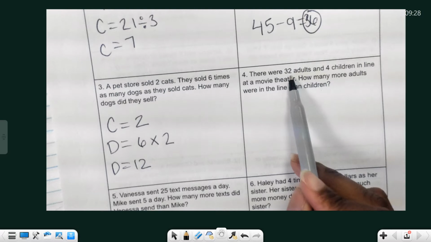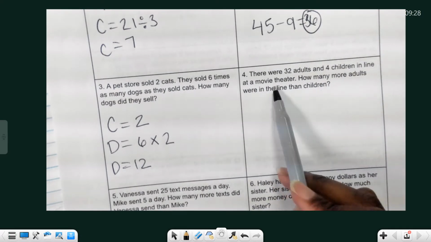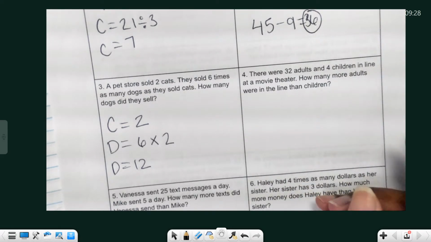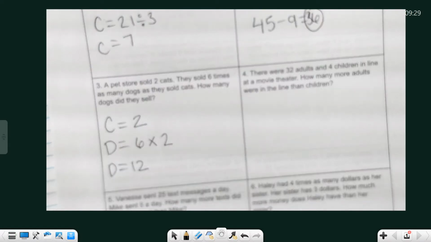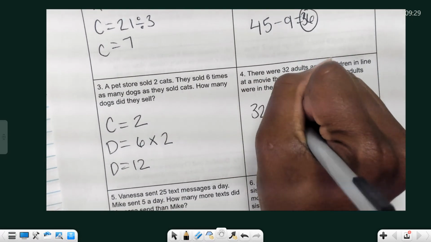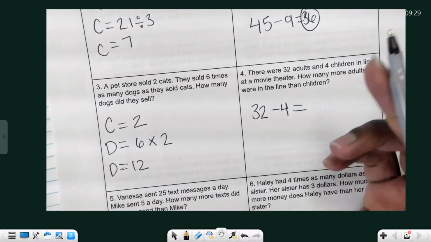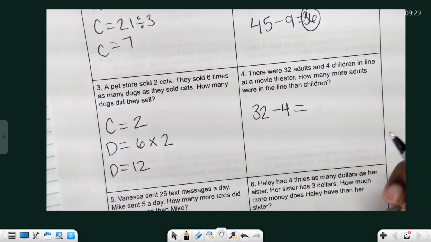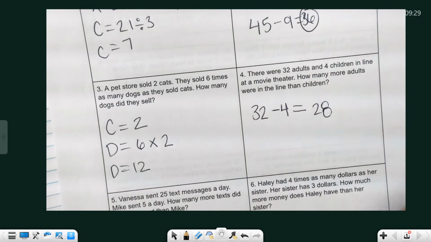Okay. There were 32 adults and 4 children in line at a movie theater. How many more adults were in the line than children? So you have to subtract 4 from 32. Can't take 32 away from 4. So 32 minus 4. There's not division here. That is subtraction. 32 minus 4 equals 28.